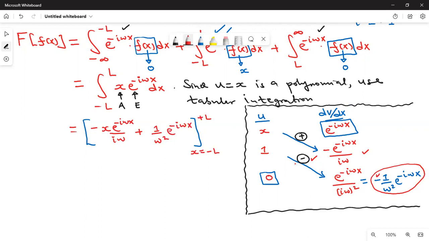So when we substitute the upper limit, what are we going to get? I'm going to get negative L over i omega exponential negative i omega L plus 1 over omega squared exponential negative i omega L. That's when you use the upper limit. Minus, let's use the lower limit.